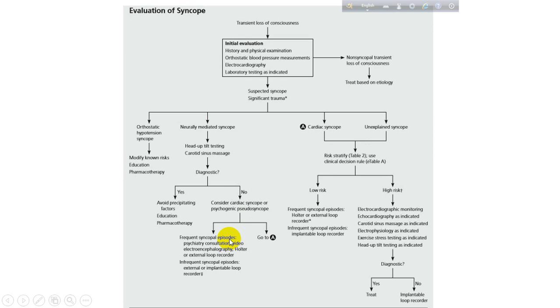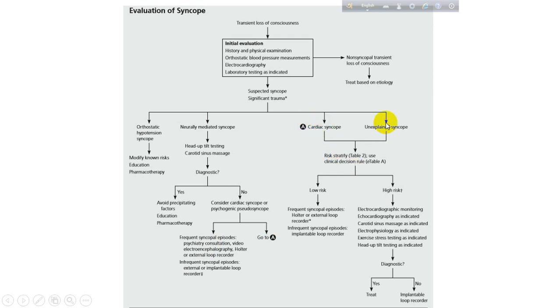And if psychogenic pseudosyncope is the case and there are frequent syncopal episodes, then psychiatric consultation, video EEG, Holter, and external loop recorder. For infrequent syncopal episodes, an external and or implantable loop recorder should be implanted. And if it is not psychogenic, then go to cardiac syncope.